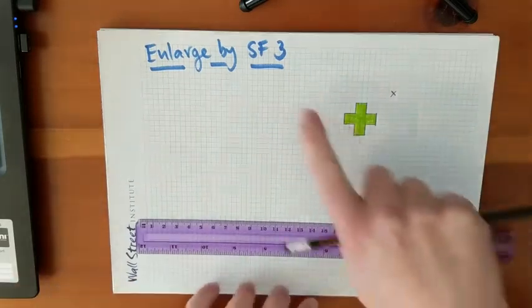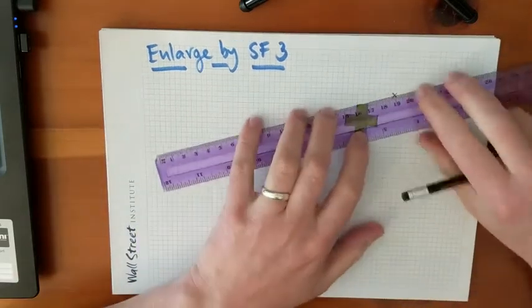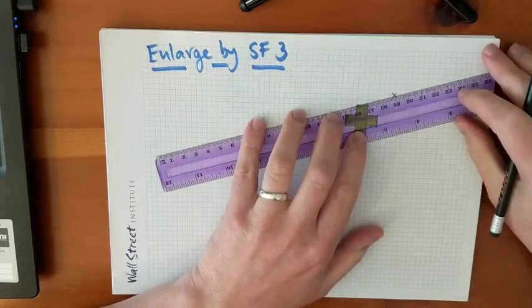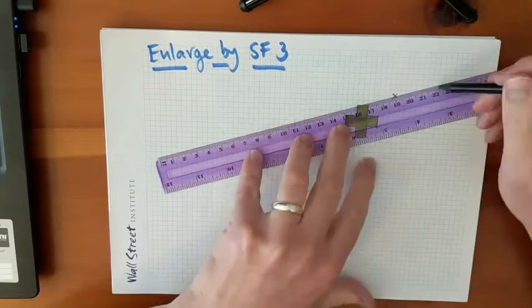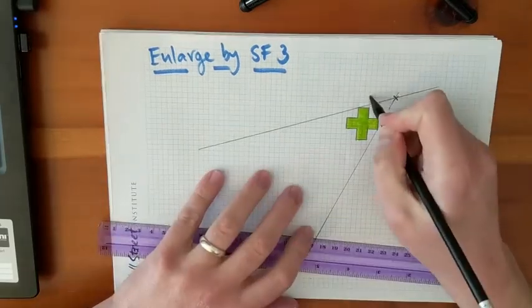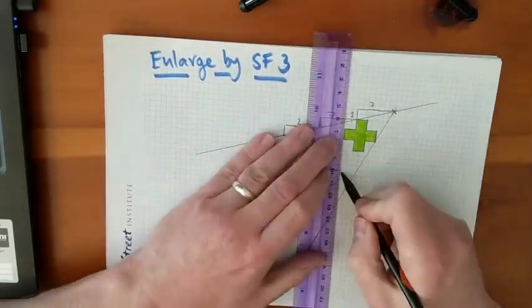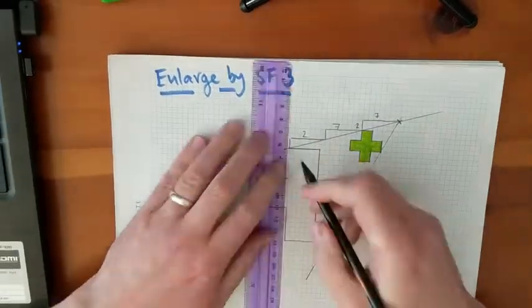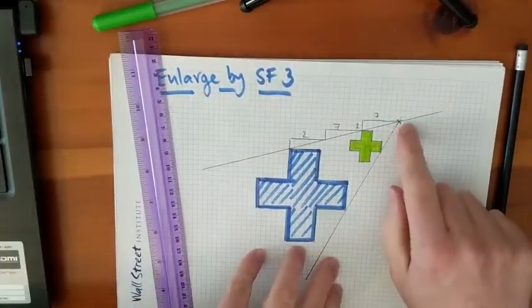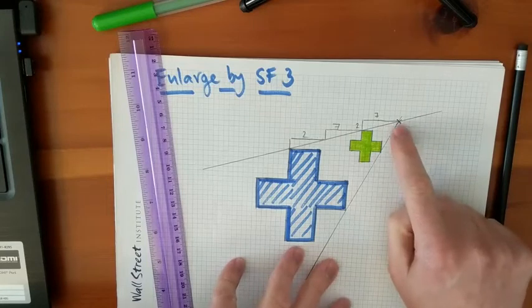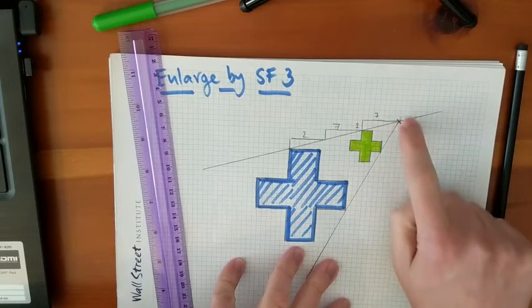Let's just do this one. Scale factor 3, drawing guidelines. If you're doing this on paper, guidelines are really useful. It's the distance from here to here, times 3 to here.